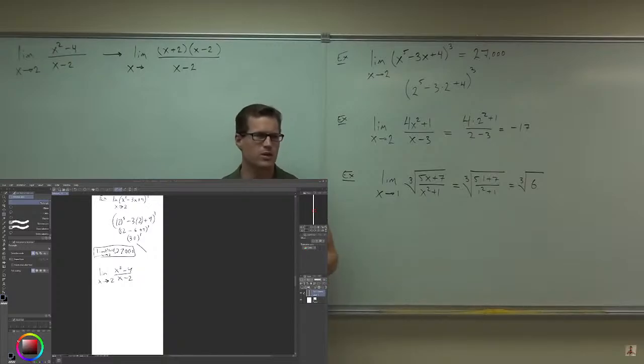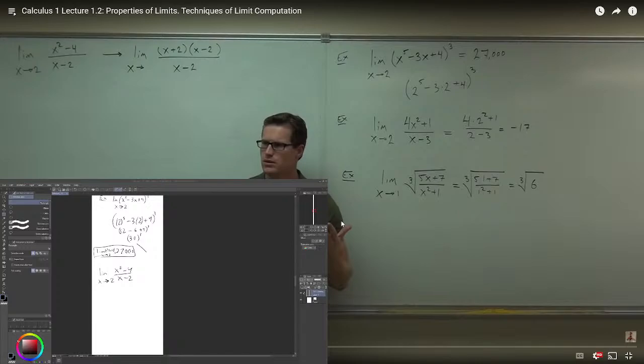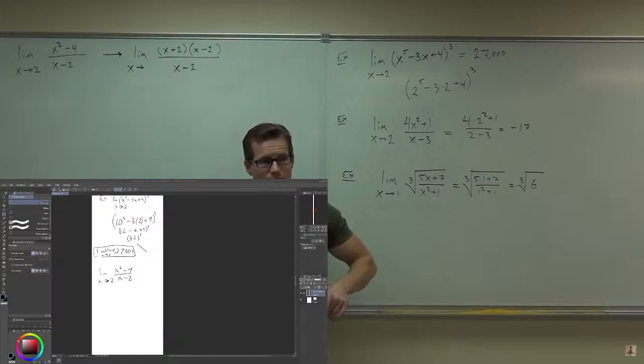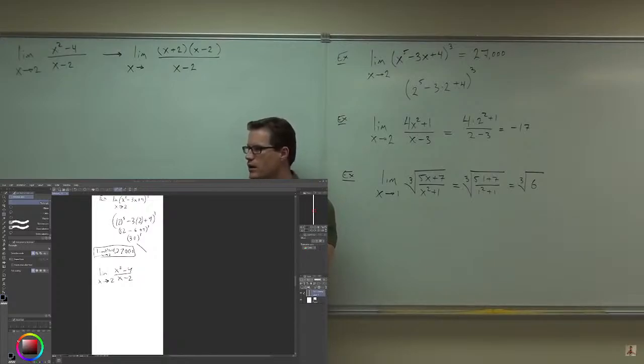Wait a second though. Wouldn't we be simplifying out a domain issue? No, because you just care about what's happening as you approach it. You're not actually going to ever get to the point 2 on the graph. So are we simplifying out a domain issue? No, he's exactly right. Are we actually getting to the point 2? No.